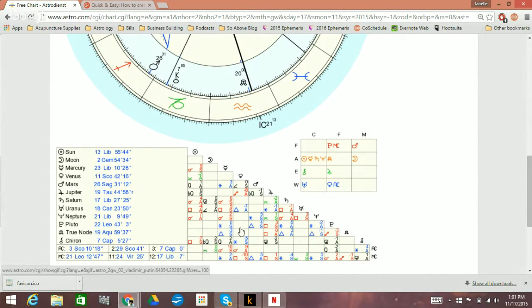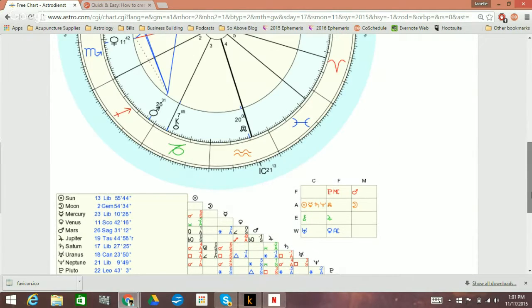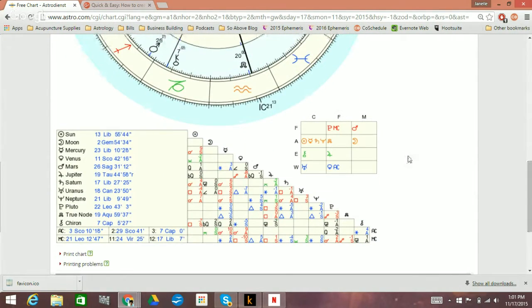And we see all his aspects right here. And don't worry about not knowing how to read a chart right away. It takes a little practice. Like, this stuff was completely foreign to me when I started looking at charts for the first time. I had no idea what I was looking at.